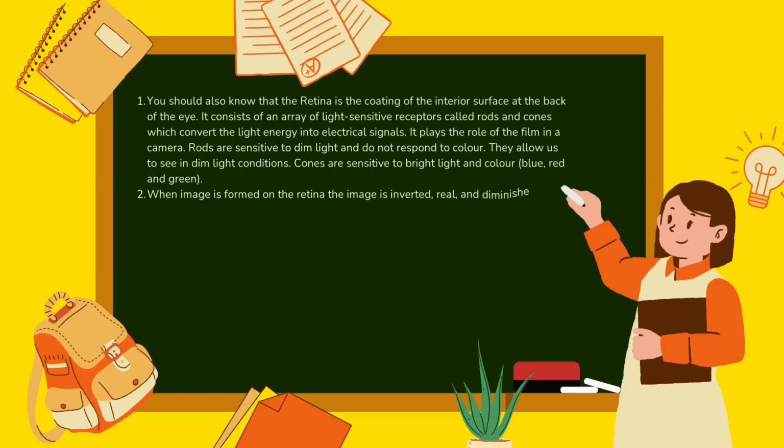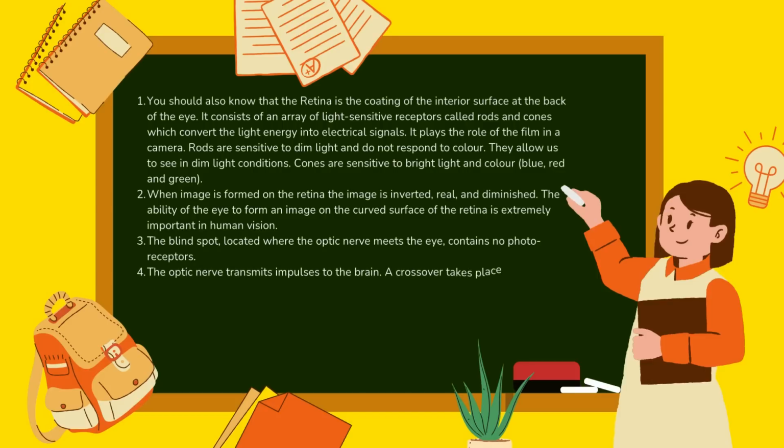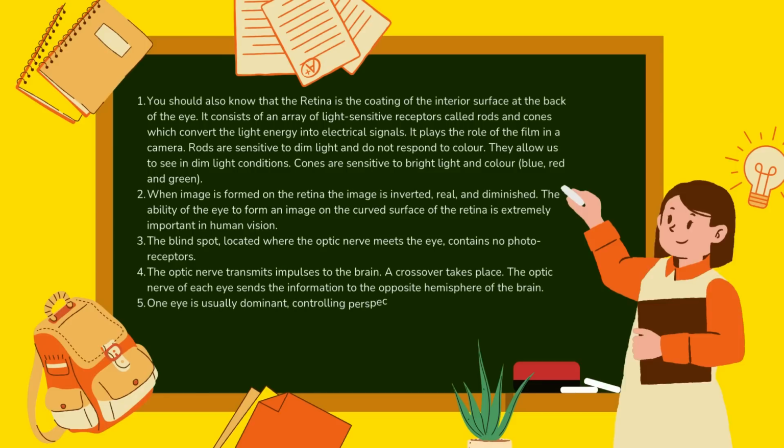When an image is formed on the retina, the image is inverted, real, and diminished. The ability of the eye to form an image on the curved surface of the retina is extremely important in human vision. The blind spot, located where the optic nerve meets the eye, contains no photoreceptors. The optic nerve transmits impulses to the brain. A crossover takes place. The optic nerve of each eye sends the information to the opposite hemisphere of the brain. One eye is usually dominant, controlling perspective. The use of two eyes, binocular vision, is necessary to obtain the correct perception of depth.